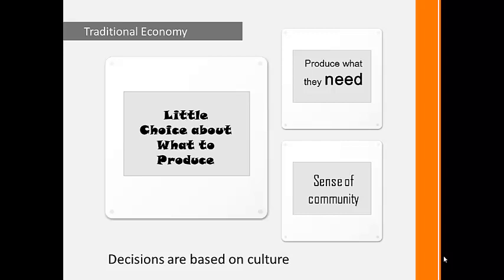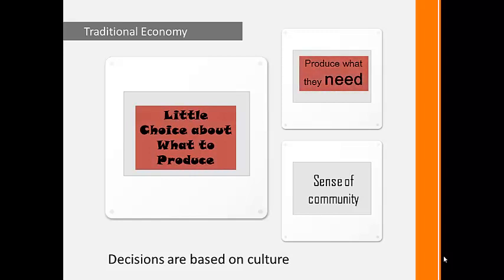A traditional economy is often based on cultural or religious practices and ideals that have been passed down from one generation to the next. In a traditional economy, there is little choice about what to produce. People produce what they need to survive. Traditional societies are underdeveloped, and they produce what they need simply and use technologies learned from their ancestors. These economic systems have a sense of community, and any excess items are traded among the residents.